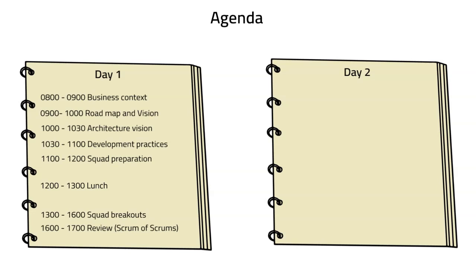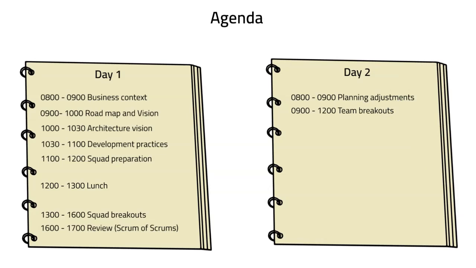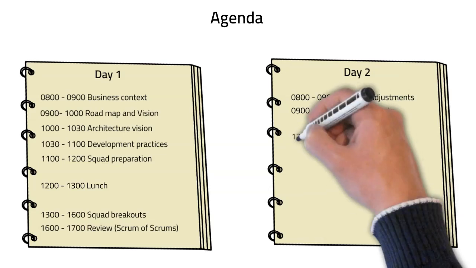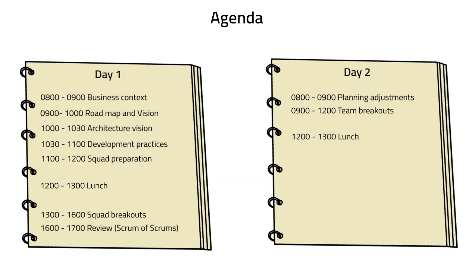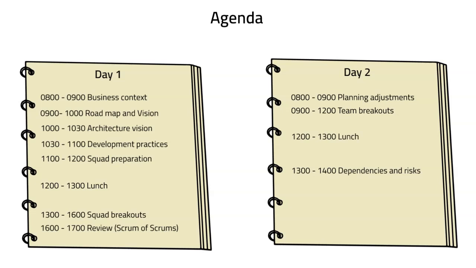So day two starts off with exactly that, the planning adjustments. So the exec team may discuss if they've reviewed the current drafted plan and they want to make some changes, or they feel there may be some value that's maybe being missed. The teams would then go back into their breakouts and continue on with their individual plans. We would stop for lunch at the appropriate time, and then the afternoon would involve all of the teams coming together to discuss their dependencies and risks.